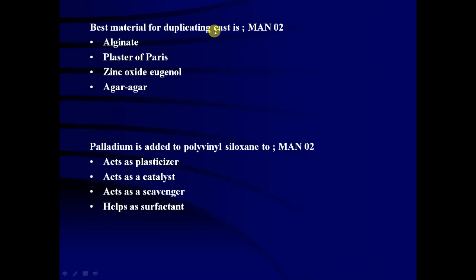Best material for duplicating cast. I have told you. Best material for duplicating cast is alginate, plaster of Paris, zinc oxide eugenol, or agar-agar. Think. It's agar-agar. I have told you. Palladium is added to polyvinyl siloxane; it acts as a plasticizer, catalyst, scavenger and surfactant. Guys, I've told you it is scavenger.